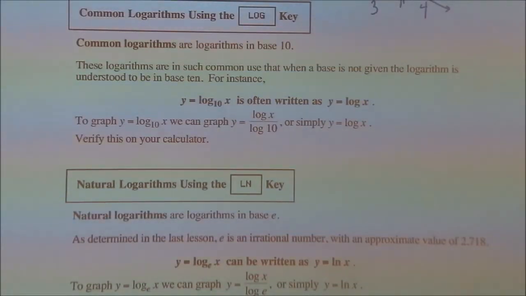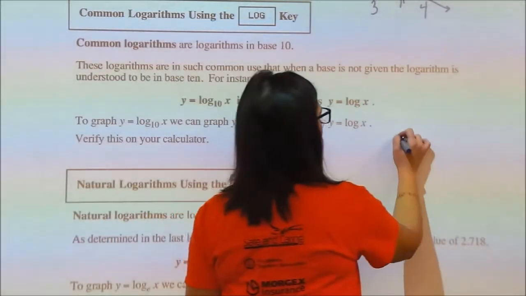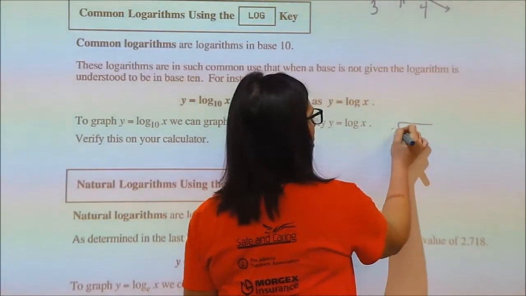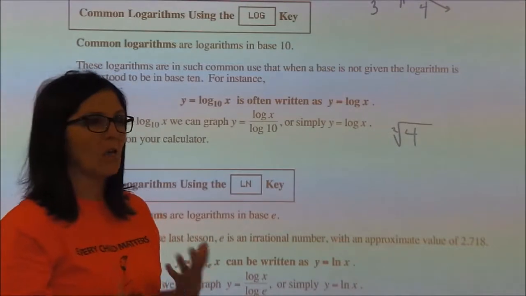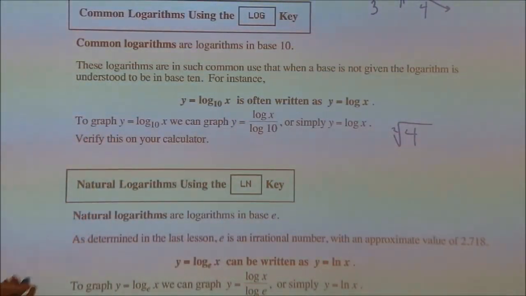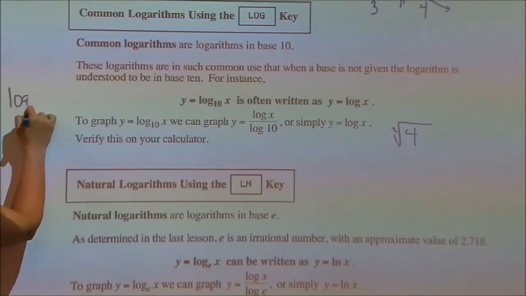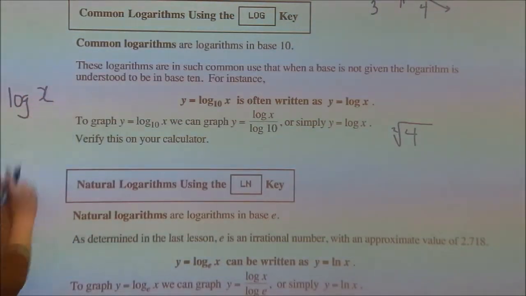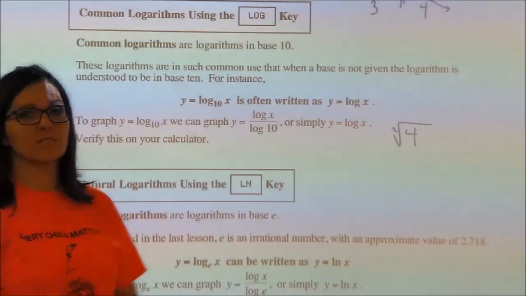Common logs and natural logs. Common logs are a log with a base of 10. It's kind of like when we do square roots. If I go square root of 4, we know that the index is supposed to be a 2. I don't have to write it in. Well, with logs, if I write log x, it means log base 10.